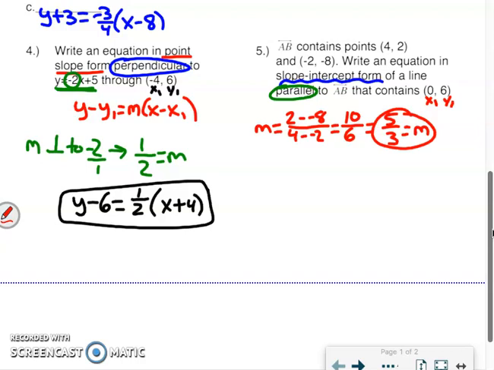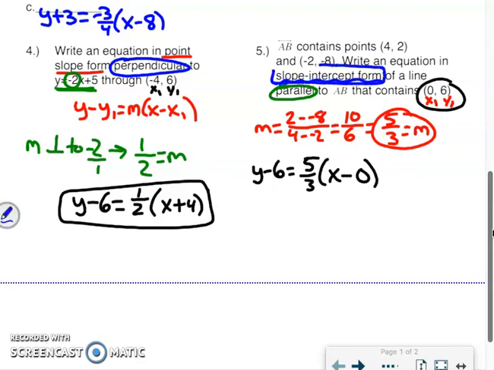From there, what we get to do is pick the point that it has to go through, which is 0, 6. When they give us a point and we have a slope, we're going to use point-slope form. So y minus 6 equals 5/3 times x minus 0. They want this in slope-intercept form, and that's where this comes into play. I need to convert this into slope-intercept form. This would be an acceptable answer if it asked for point-slope.